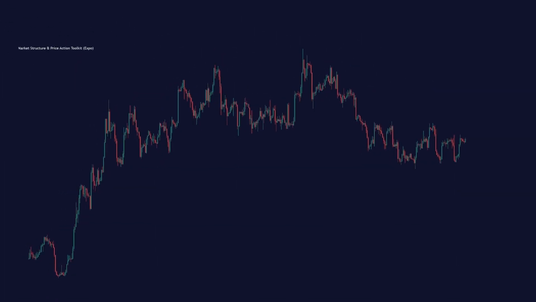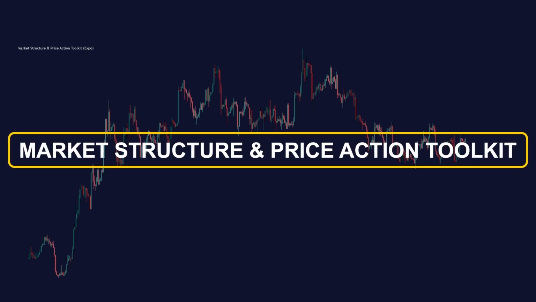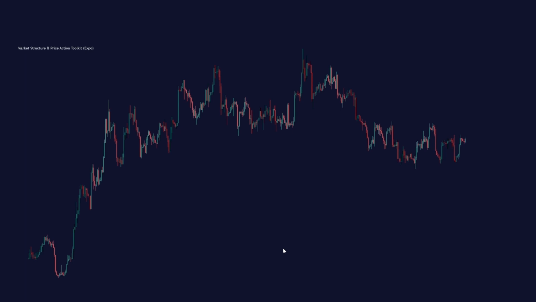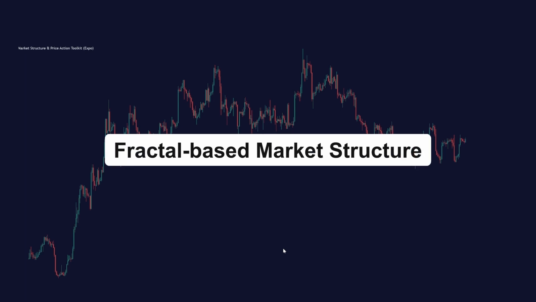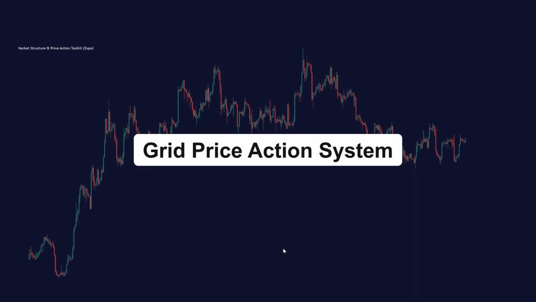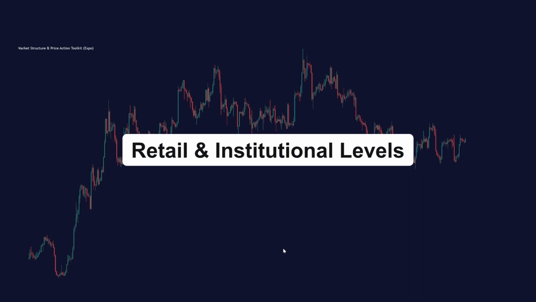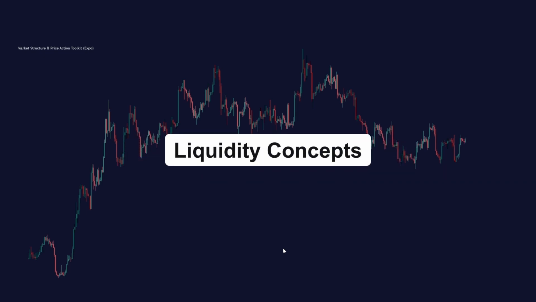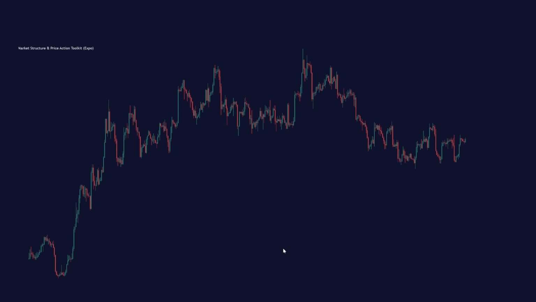Today I'm gonna go over our new market structure and price action toolkit. This toolkit integrates price action concepts, fractal-based market structure, grid price action system, retail and institutional levels, liquidity concepts, and much more. All the features in this script originate exclusively from price action, concentrating on fractal-based swing highs and swing lows. The toolkit focuses on real-time application of price data rather than historical data to ensure its usefulness for price action and smart money traders.